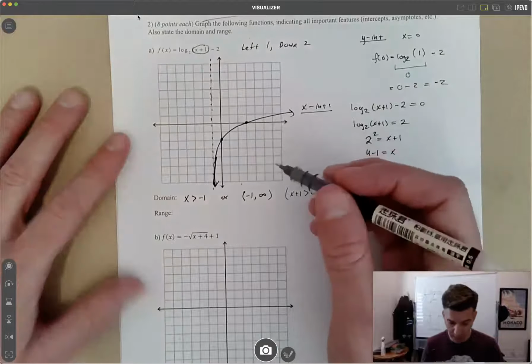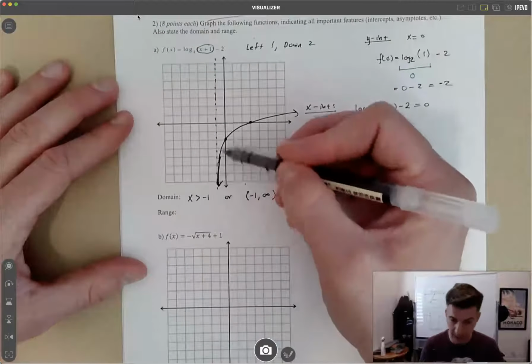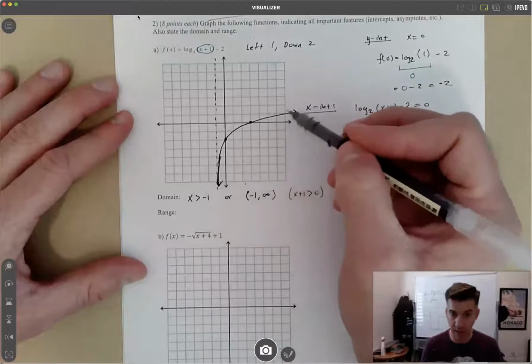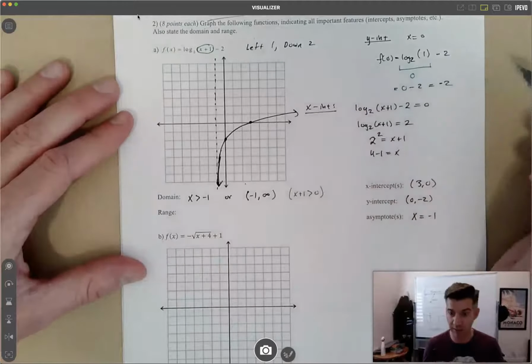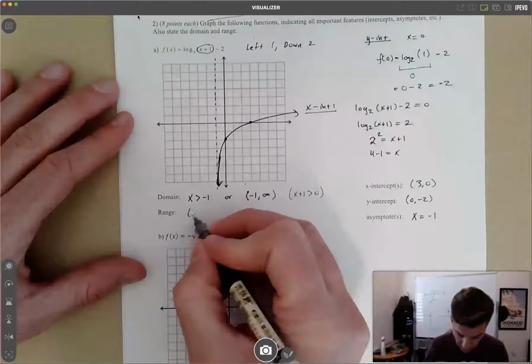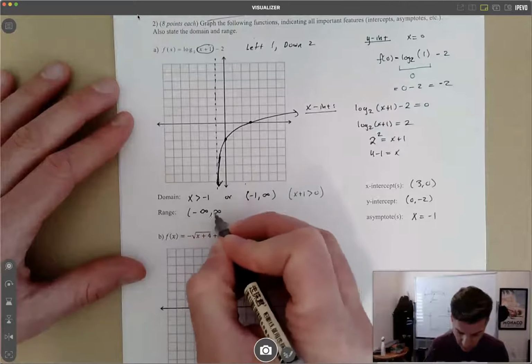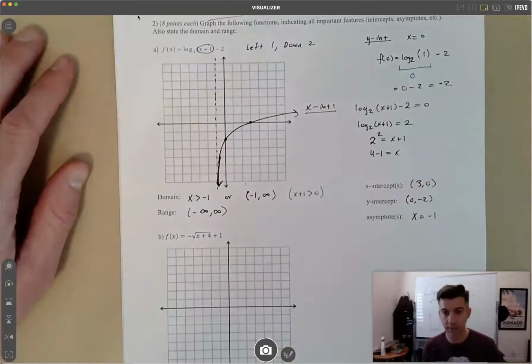The range, if we look at the graph, which is how we should often find the range of a function, we can see the y values go down to negative infinity, and they also go up forever and ever to positive infinity. So our range is literally everything. Great, that's the whole thing.